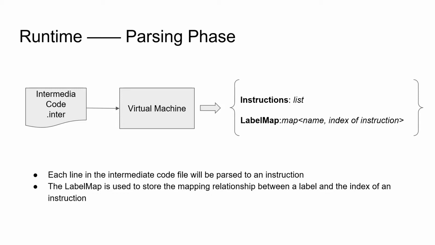The execution process of runtime can be divided into 2 phases. The first phase is the parsing phase. In this phase, the virtual machine loads the intermediate code from file and generates 2 important data structures. The first one is, of course, the instructions. All instructions are stored in a list. The next is the label map. It's used to store the mapping relationship between a label and an index of an instruction.